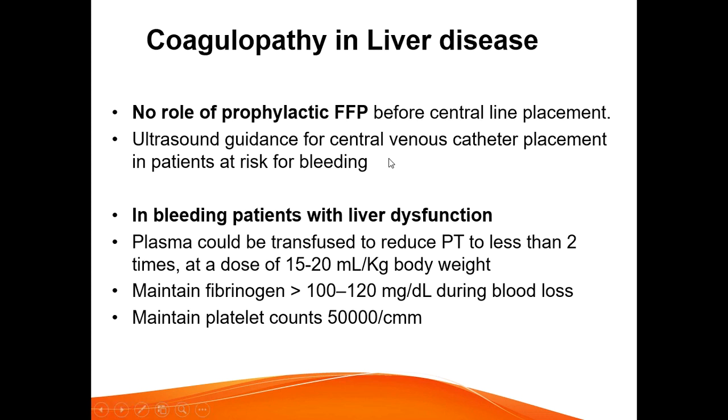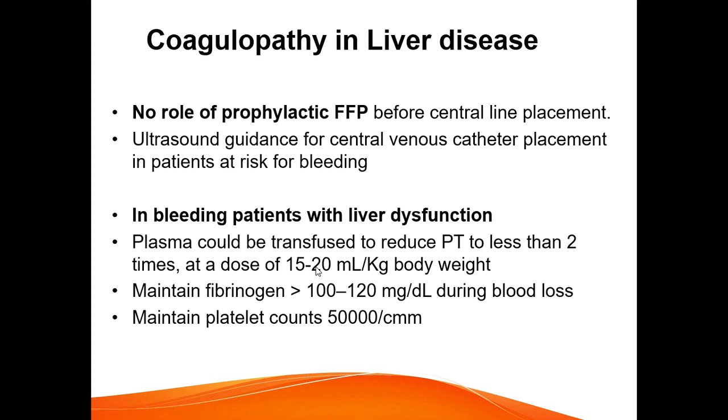There is no role of prophylactic FFP. PT-INR 1.6, we want to put a central line, we ask for 4 FFPs. No, that is not what should be done. Unless the patient has got bleeding tendencies, is bleeding actively, or the PT is really high, you can put a central line under ultrasound guidance. Okay? If a patient is bleeding with liver dysfunction, plasma should be given to reduce the prothrombin time to less than 2 times, and give adequate plasma. FFP once BD, once TDS has got no role. You give 15 to 20 ml per kg if possible.